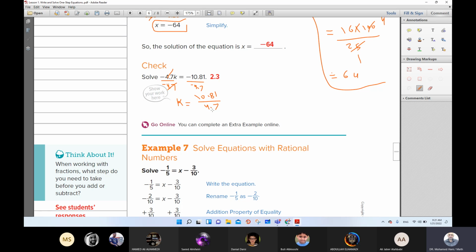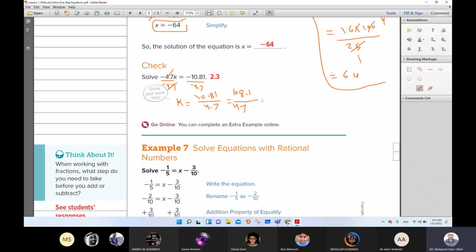We want to remove the point from the denominator. So we can multiply up and down by 10. If you multiply up by 10, the point moves one digit to the right. So it will be 108.1, and down we have 47.